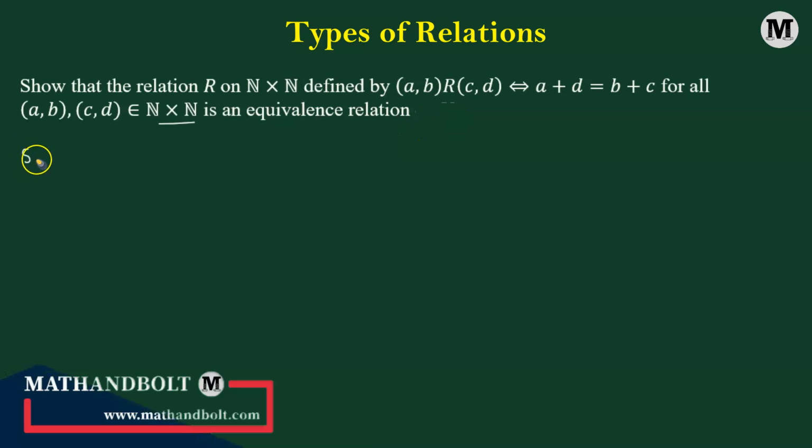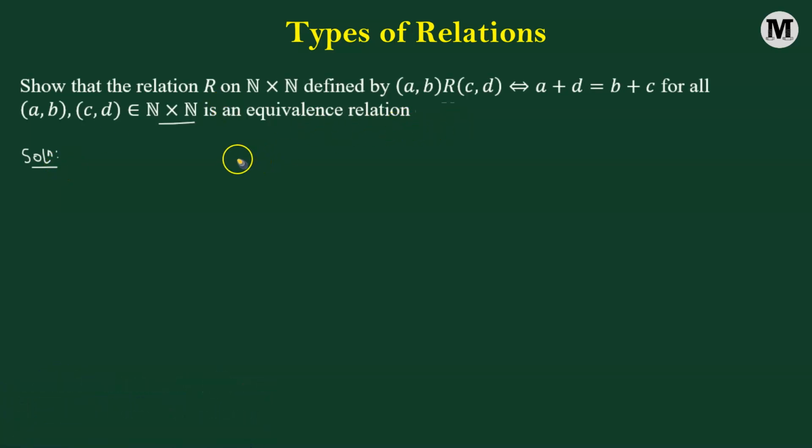Okay, let us begin. In order to show that the given relation is an equivalence relation, we'll have to show that it is reflexive, symmetric, as well as transitive on N. So we'll first check whether it is reflexive or not.